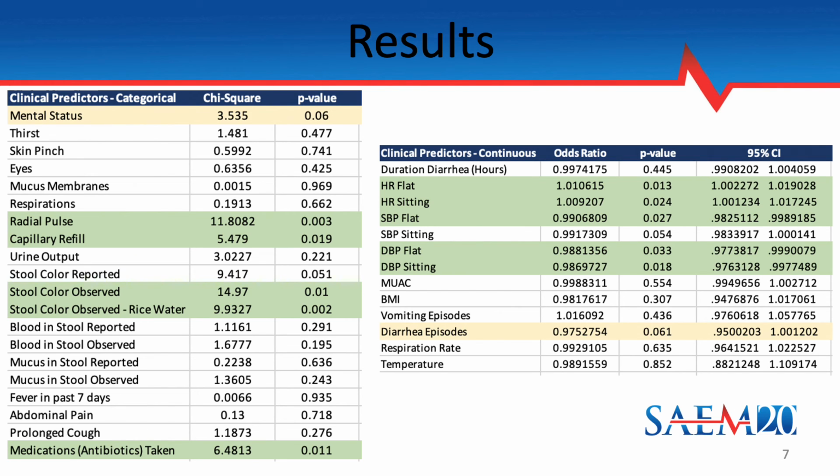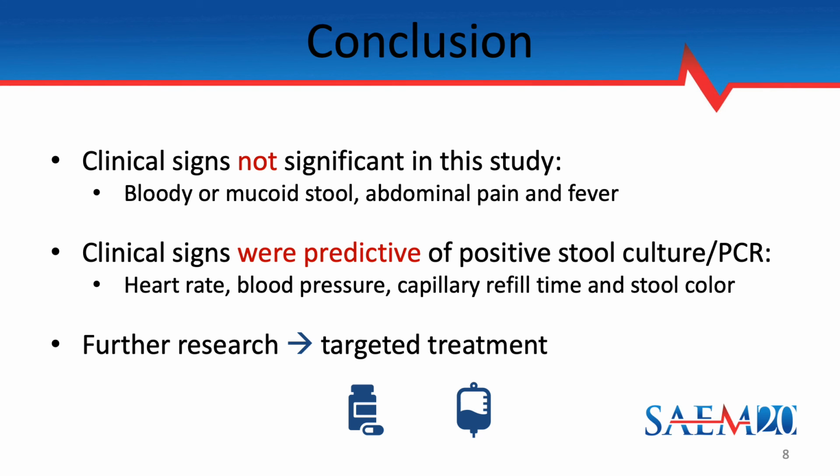Observed blood or mucus in stool, reported fever in the past 7 days, and abdominal pain did not show an association with bacterial etiology. Nearly 70% of patients presenting with acute diarrhea in our study had a bacterial etiology of disease. Several signs typically associated with bacterial diarrhea, such as bloody or mucoid stool and fever, were not predictive of a positive stool culture or PCR in this study, although other clinical predictors, including heart rate, blood pressure, capillary refill time, and stool color, were significantly associated.